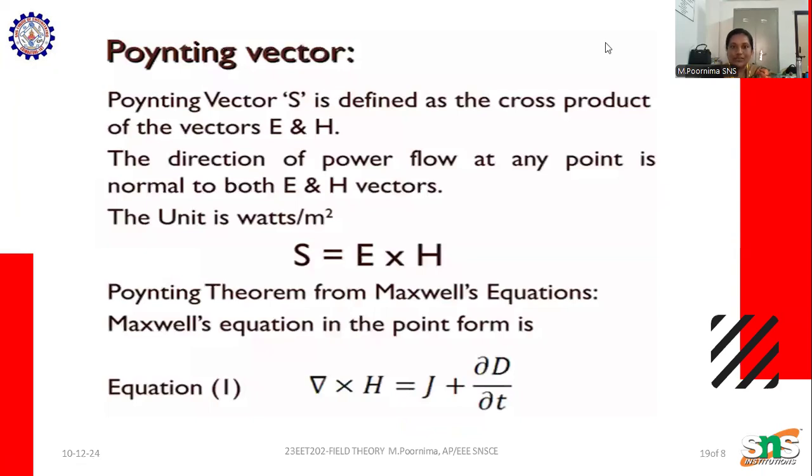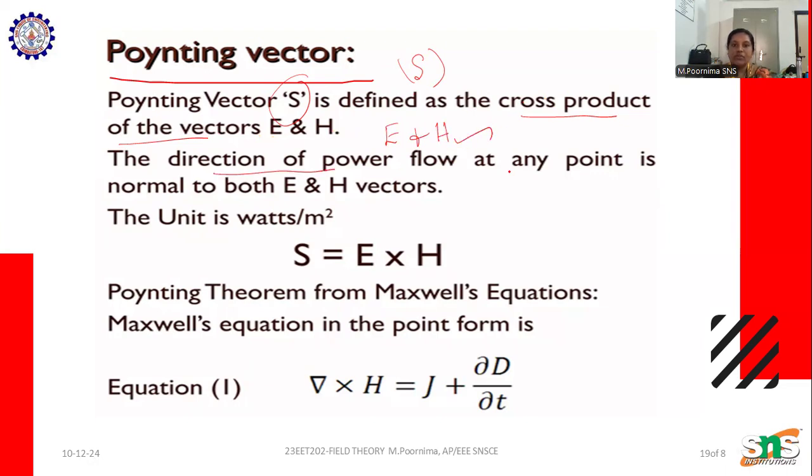So, what do we mean by the Poynting vector? This is one of the important topics in the fifth unit. The Poynting vector, represented by S, is defined as the cross product of the vectors E and H.